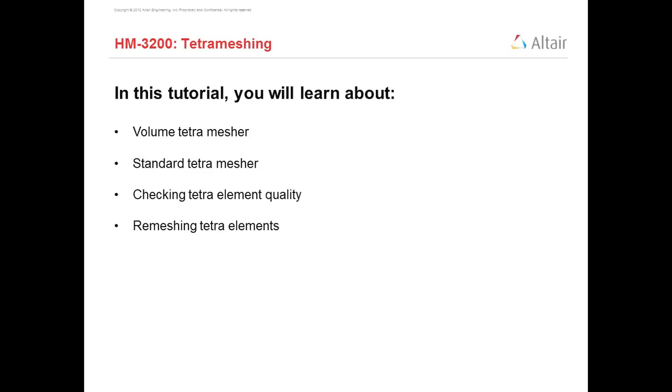The TetraMesh panel allows you to fill an enclosed volume with first or second order tetrahedral elements. A region is considered enclosed if it is entirely bounded by shell elements, where each element has material on one side and open space on the other.